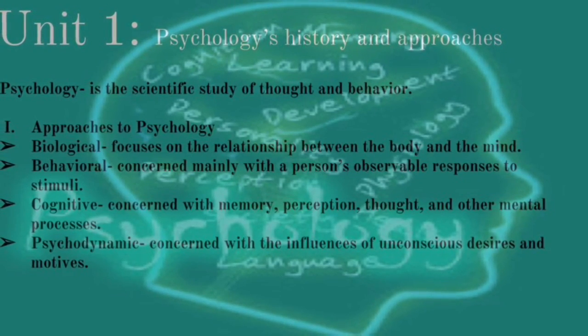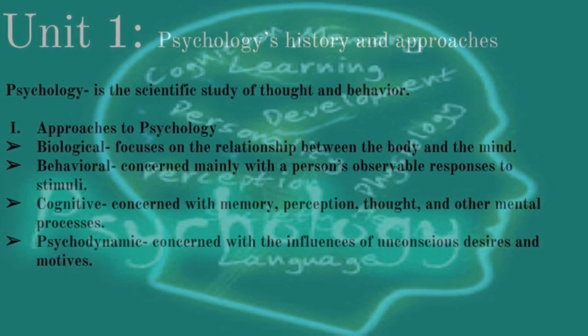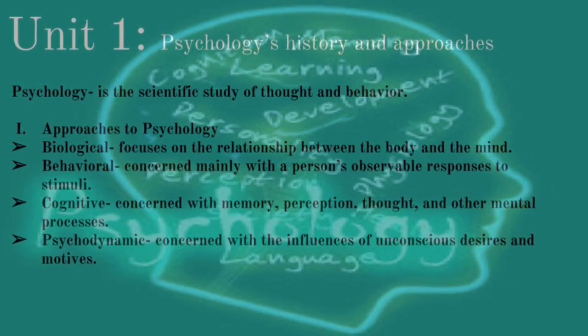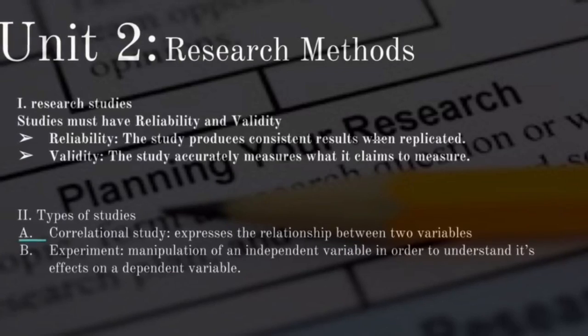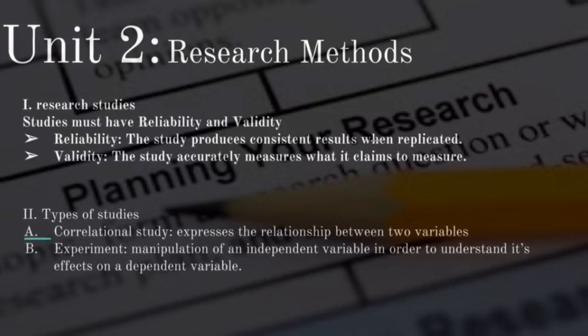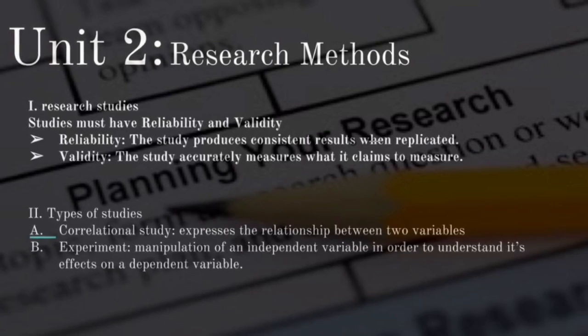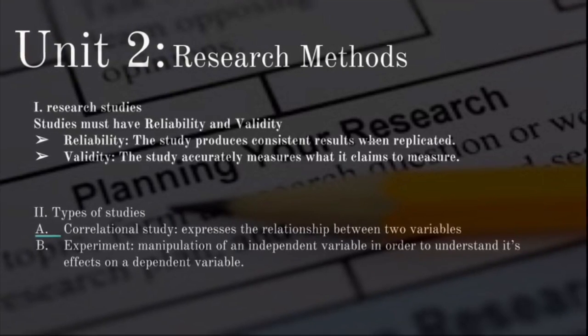Unit 1, Psychology's History and Approaches. Psychology is the scientific study of thought and behavior. There are many approaches to psychology: biological, behavioral, cognitive, and psychodynamic. Unit 2, Research Methods. Studies must have reliability and validity. There are two types of studies: correlational study and experiment.